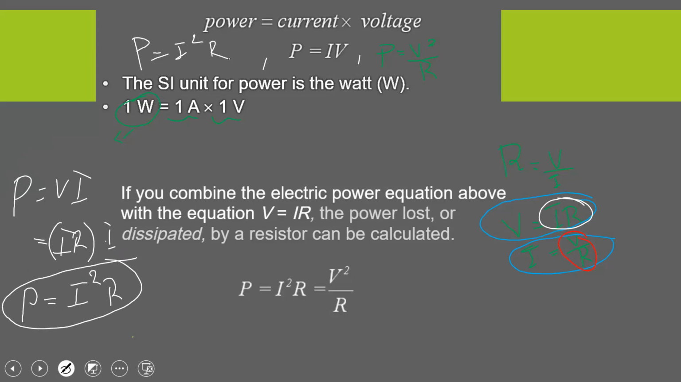Is it clear? So the three formulas to find the power: first, if I have the current and the resistance, I say it is I squared times R. If I have the voltage and the resistance, I will say that V squared over R equals the power. And if you have the current and the voltage, I will use the main formula, which is I times V.